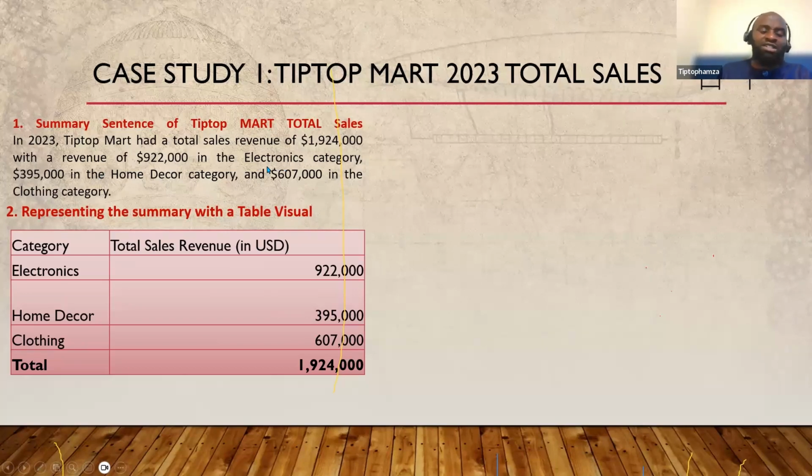there's not so much insight that can be gained from this, right? Compared to the next one, this is the same info that I'm representing here, just in a table. A table is also a form of visual, right? Most dashboards or most reports have table visualizations. So look at this, for instance: category, total sales revenue in USD, electronics, home decor, clothing. So if I ask now, which would you prefer, one or two? Two, right?